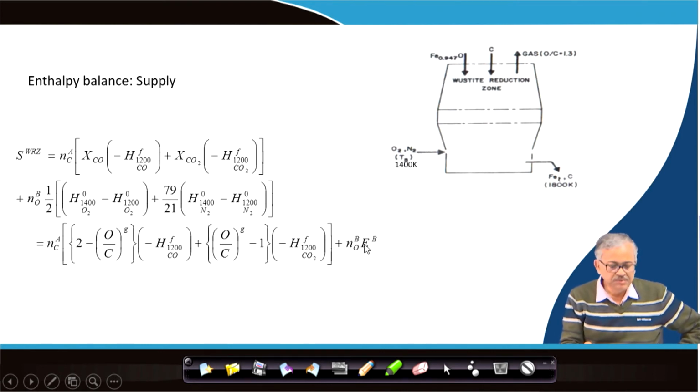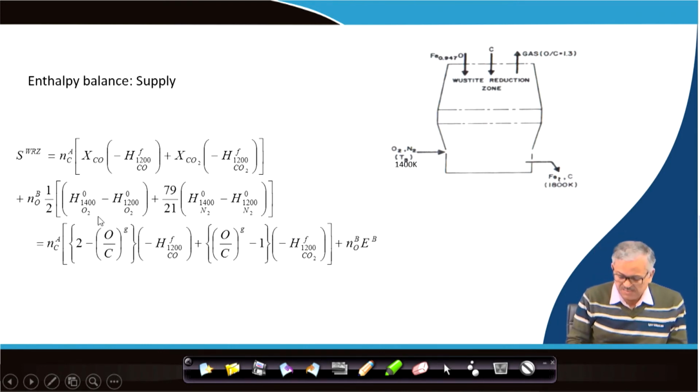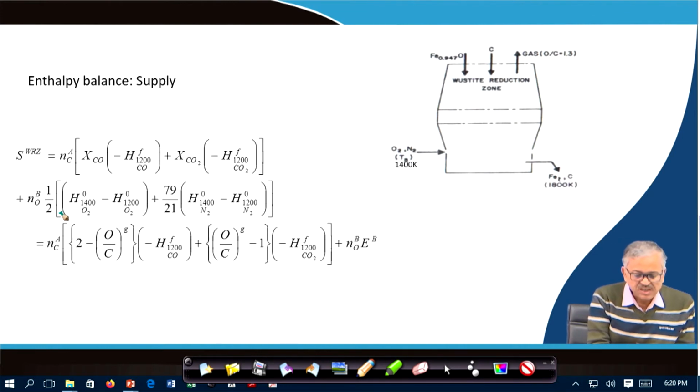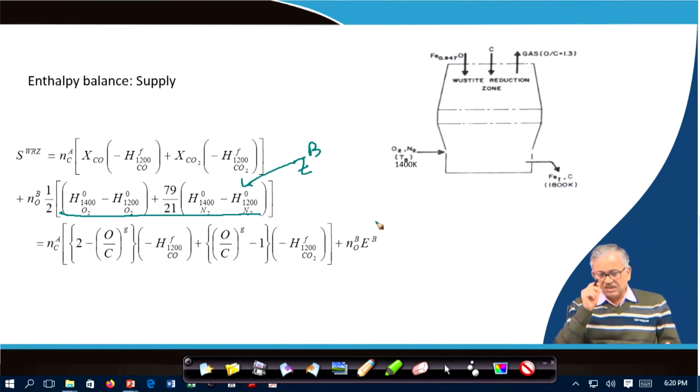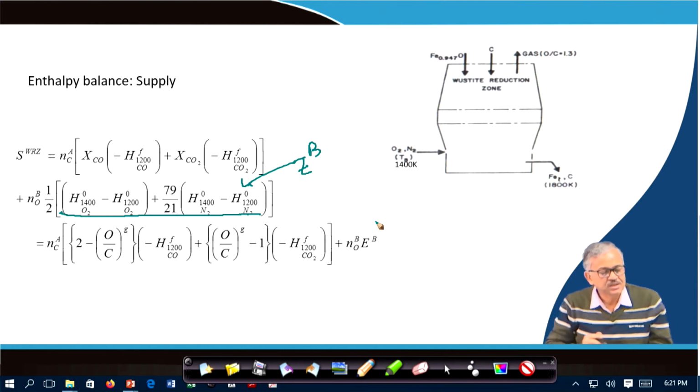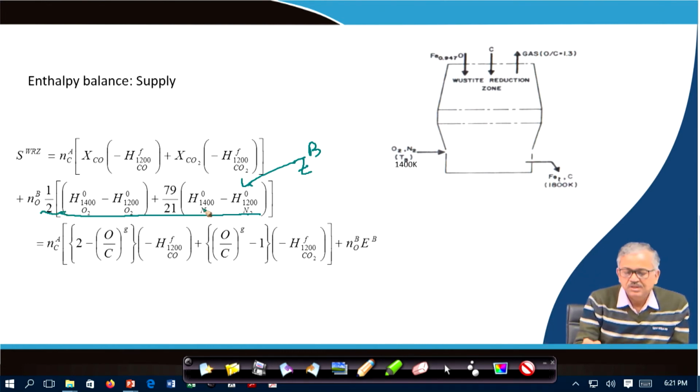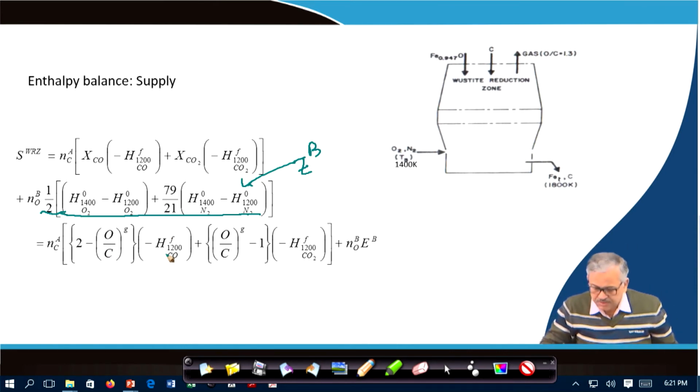So, EB stands for this term, this is called your EB, that is the excess enthalpy of the blast, defined like this, including the half of this term. So, NOV into EV is coming from there, and this term if you rearrange in terms of O by C, you can write like this. That is the simple algebraic manipulation.